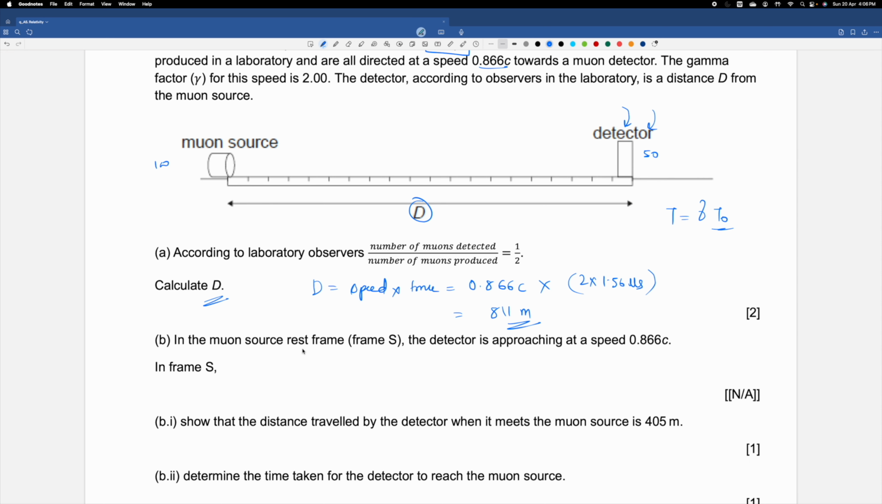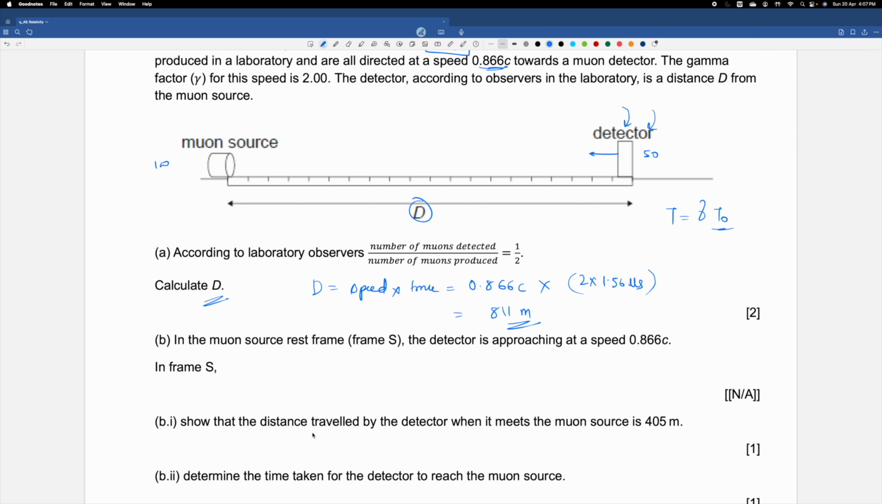Next, in the muon source's rest frame S, the detector is approaching at this speed, obviously, right? Because if you consider the detector to be a rest frame, the muon particles are moving towards the detector with the speed 0.866c. Whereas if you consider the muon particles to be the rest frame, that means with respect to them, the detector is approaching them, right? Fine.